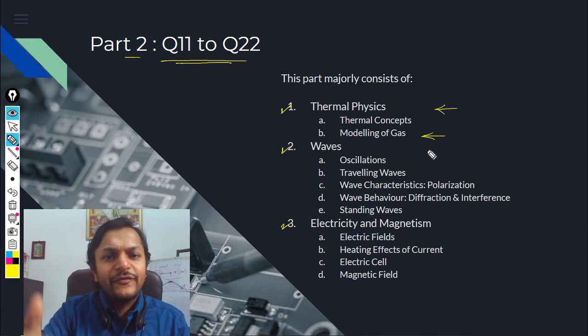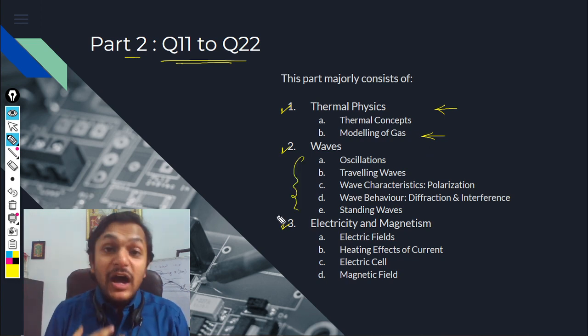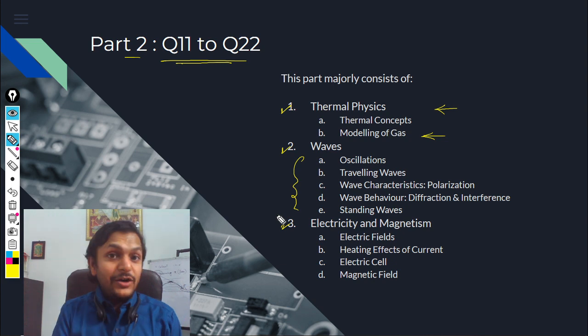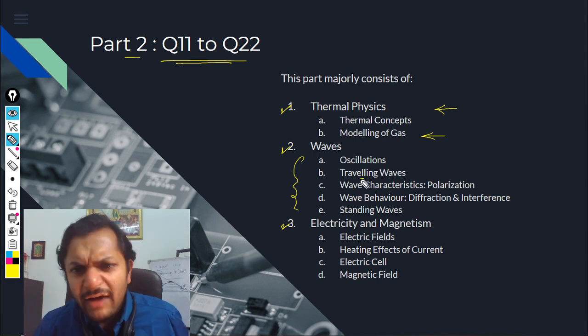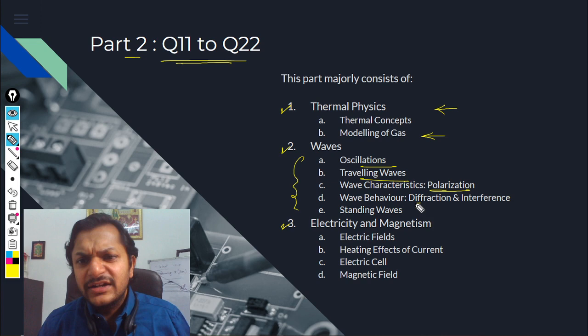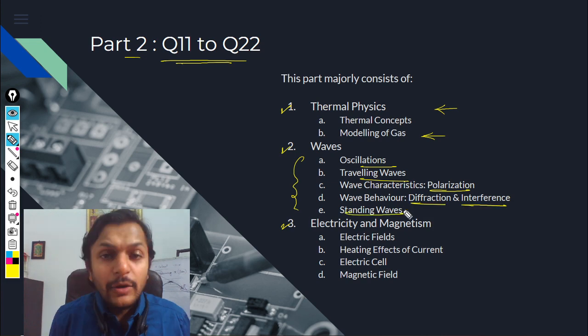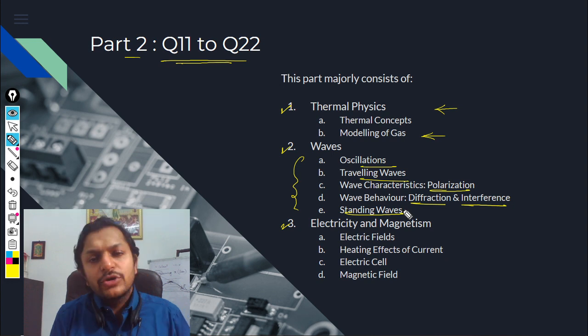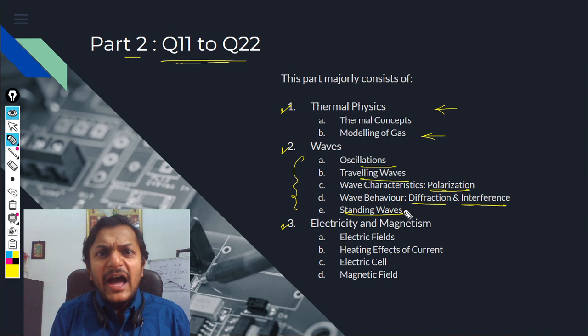Now the second chapter, waves. I must tell you, I am most dreaded by this part of physics. You know why? Because there are so many things here: traveling waves, oscillation, polarization, and then diffraction, interference, standing waves. They are not leaving any topic, and they ask questions from all of the topics some time or the other. So it becomes difficult, and these questions are difficult.